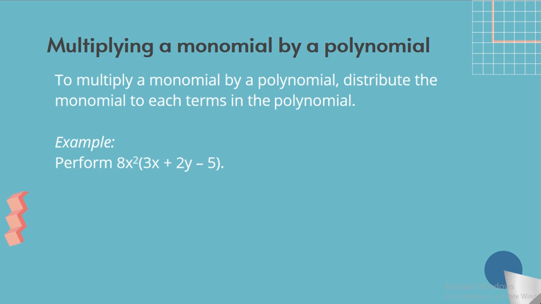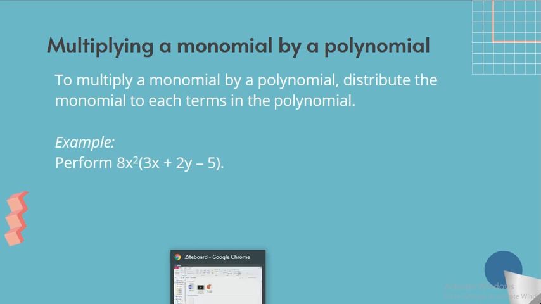Okay, so let's start now. Multiplying a monomial by a polynomial. To multiply a monomial by a polynomial, distribute the monomial to each term in the polynomial. So this is what I am talking about, that you are just going to distribute the monomial to each of the terms inside the grouping symbol. So we have here an example. Perform 8x squared multiplied to 3x plus 2y minus 5.